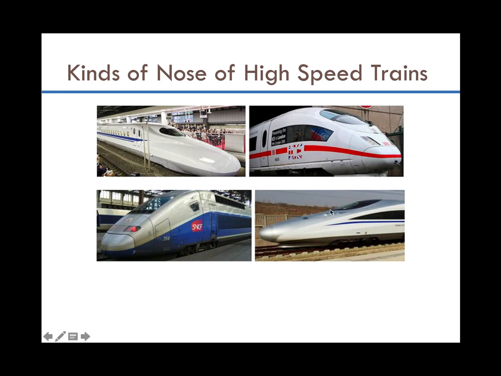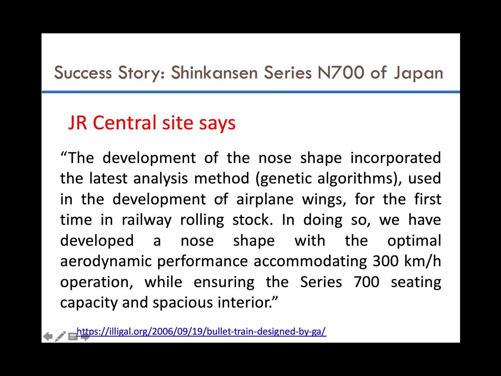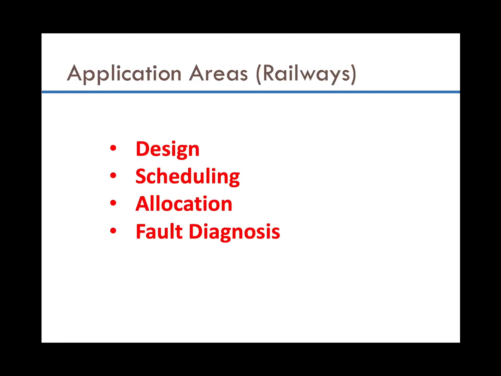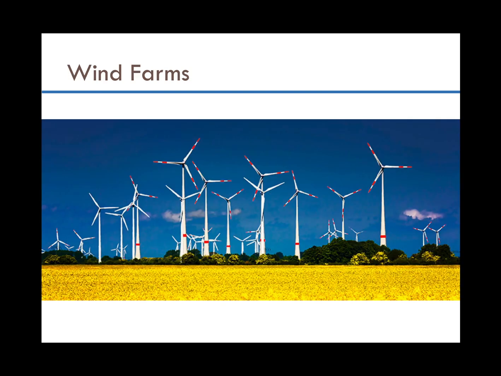Another is the Shinkansen N700 bullet train of Japan. This aerodynamic shape was designed by genetic algorithms, and the Japan Railway Central site says the development of this nose shape incorporated the latest analysis method, which is genetic algorithms. So the genetic algorithm has helped in designing the aerodynamic shape of the bullet train. There are other applications of these nature inspired algorithms in railways: design, scheduling, allocation, fault diagnosis.